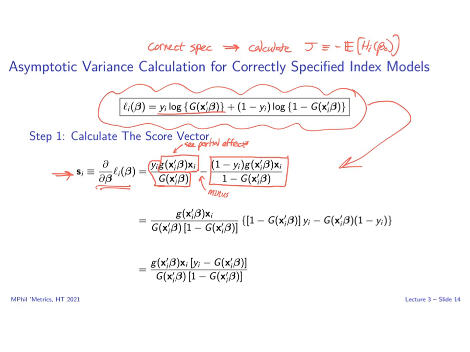Now, simplifying the following expression by putting it under a common denominator, we see that the score vector is equal to little g of x prime beta times the vector x multiplied by y minus g of x prime beta over g of x prime beta times 1 minus g of x prime beta.